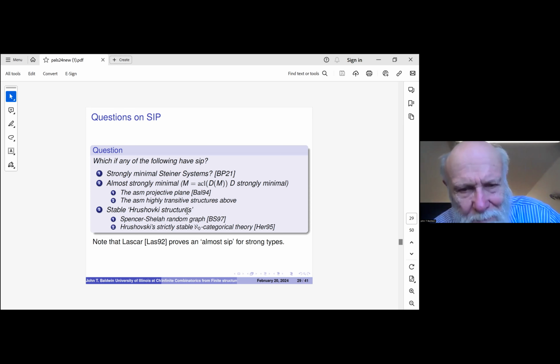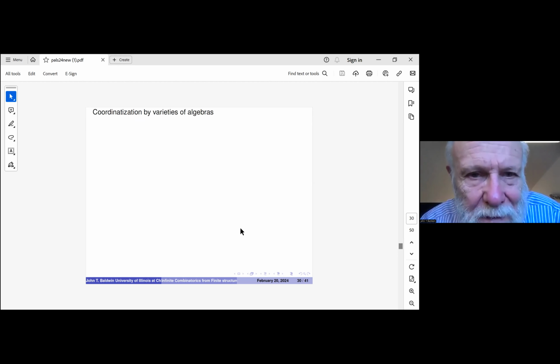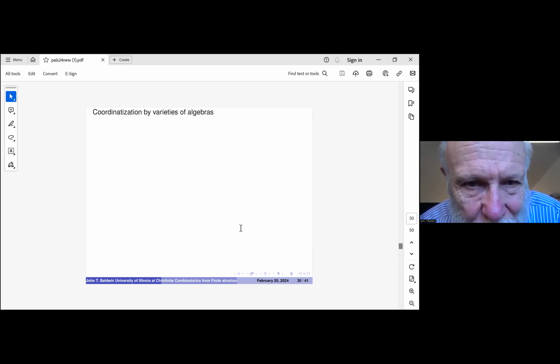And then there are stable Hrushovski structures using an irrational coefficient for the number of relations, and again, what happens with those? I mean, it wouldn't at all astonish me if at least the strictly stable theory was known. But it's a family of questions. Okay, and now I wanted to say a little bit about something of a more universal algebraic flavor.